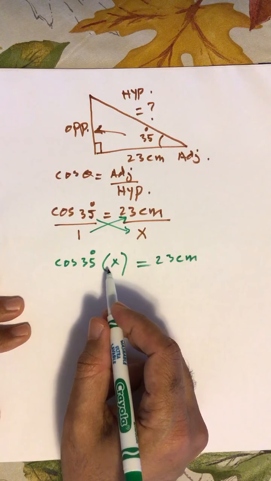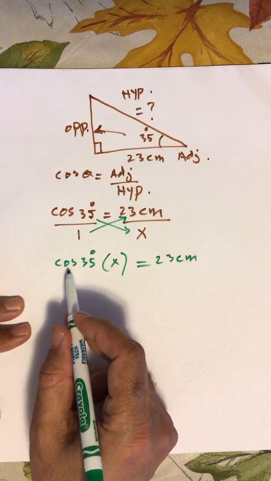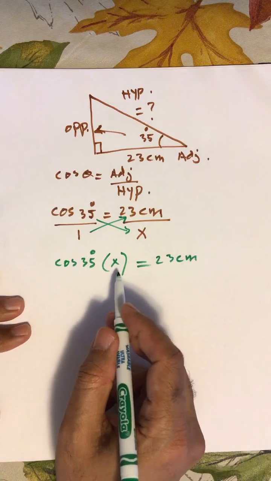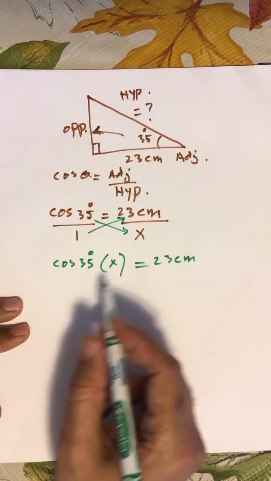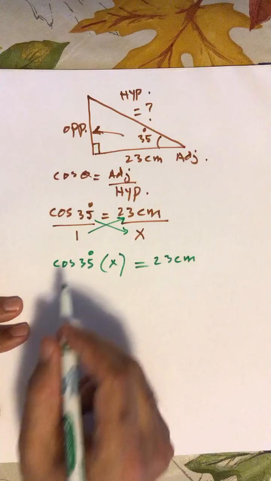We want to find X, and there is cosine 35 degrees multiplying with X. So what I'm going to do is, in order to get rid of it, we will do the opposite.